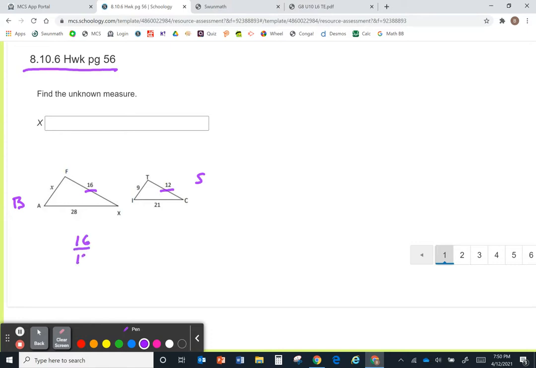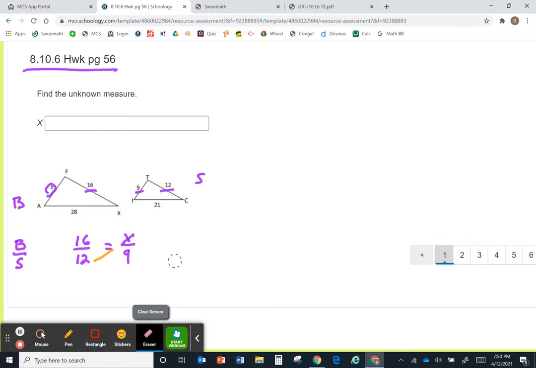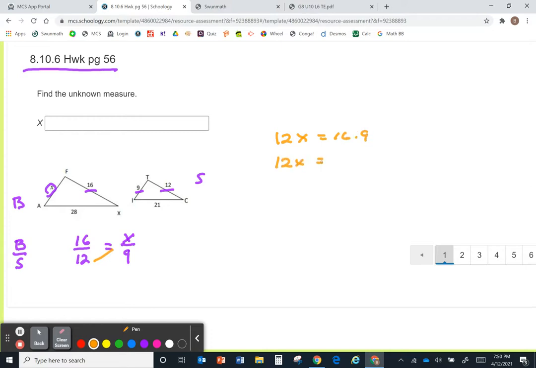They're my corresponding sides. This one's X, and he's on the big triangle. So you do the big one divided by the little one, and the corresponding side of X is 9. Now you have your proportion. If you multiply your variable first, 12x equals 16 times 9.